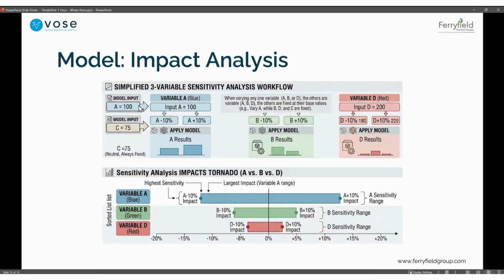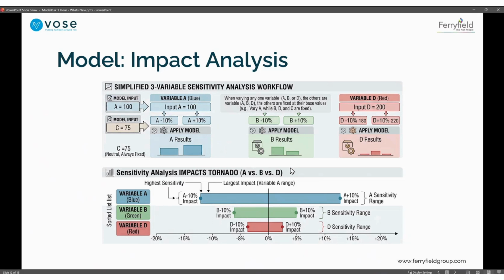Let's say that you have two variables. I'm just going to go with variable A, which is 100, and it varies that by plus and minus 10%. And then you see what happens in the results of the model, right? Maybe this is the NPV that we're going to calculate. And then you do the same for variable B, variable D, variable C, etc.